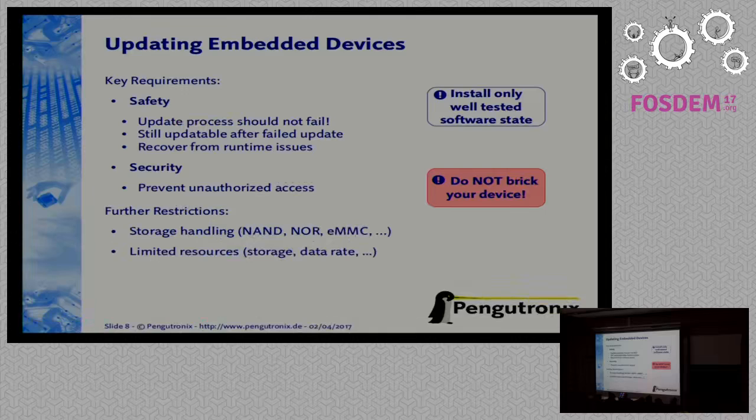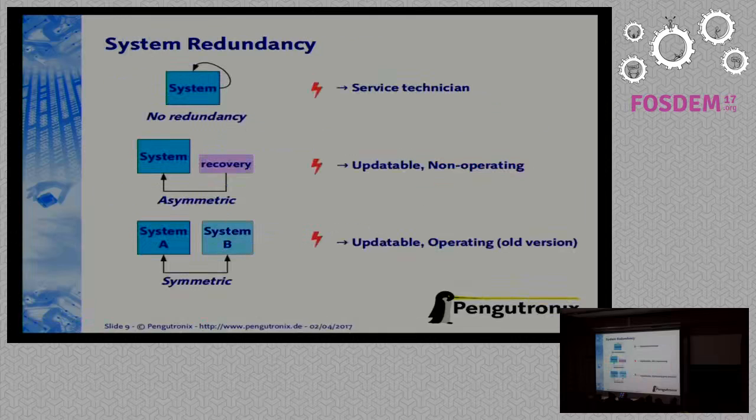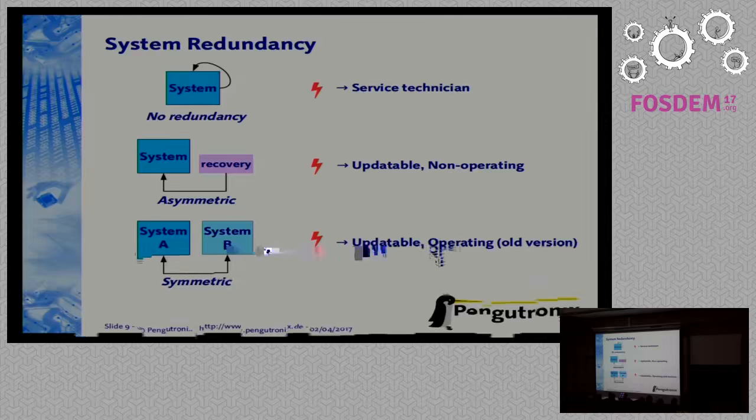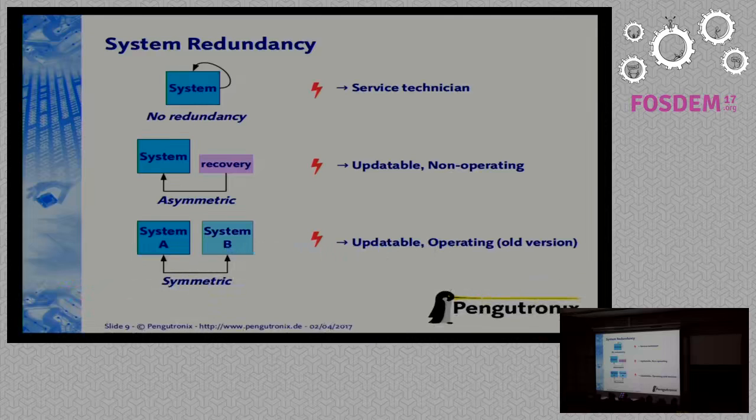So how to avoid this? Let's talk about redundancy. The simplest redundancy mechanism is when you run from a system that has no redundancy. So you perform an update, and if there is a power loss or some issue during the update, then the device might not be able to boot, or the update system might not work again, and you have no chance to update it again. So you have to call the service technician.